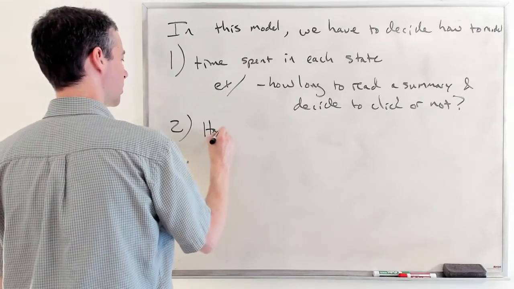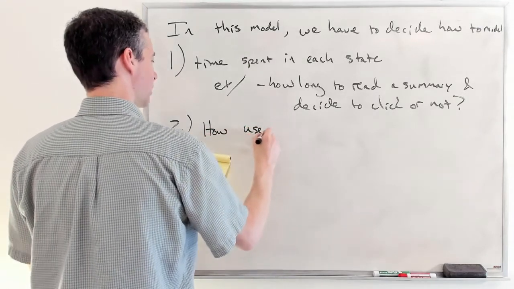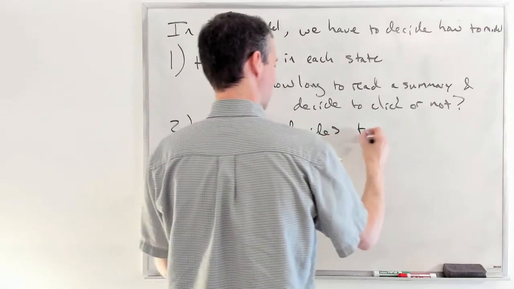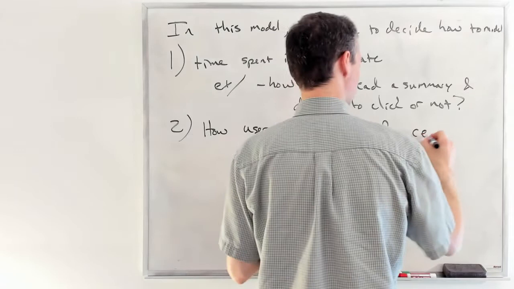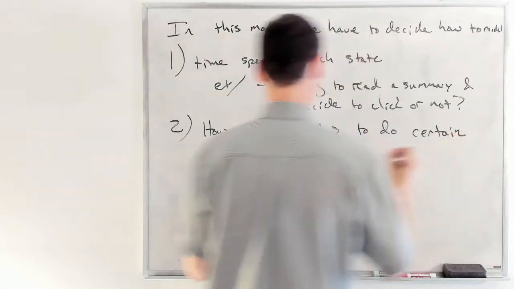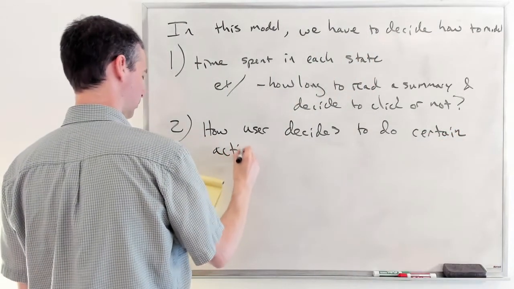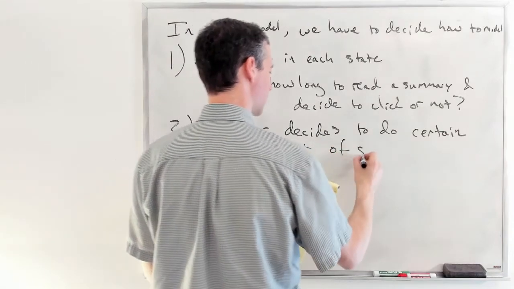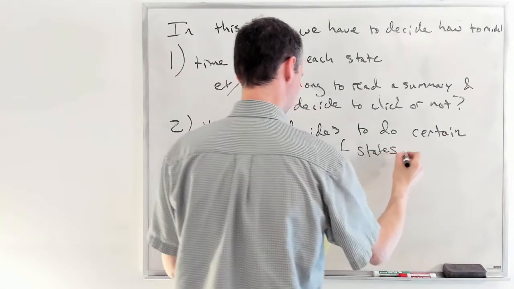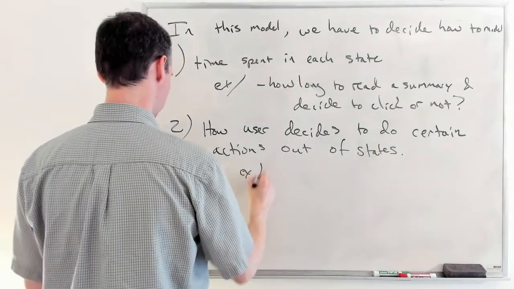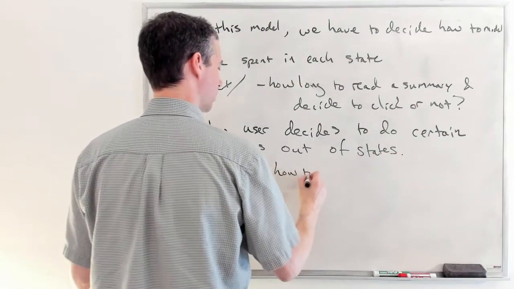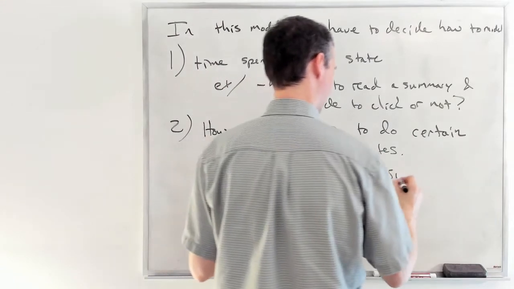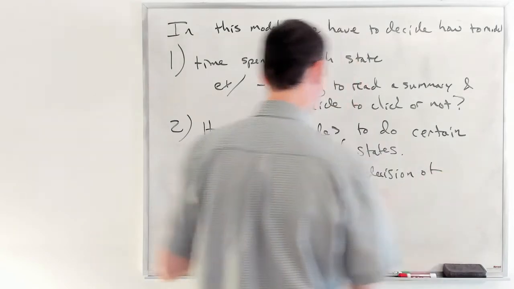Next, the other thing that we need to model is these decisions. So how a user decides to do certain actions in the model. These are the actions that take you out of the states. Do I click or not, for example? So again, for example, how to model the decision of clicking the summary or not.